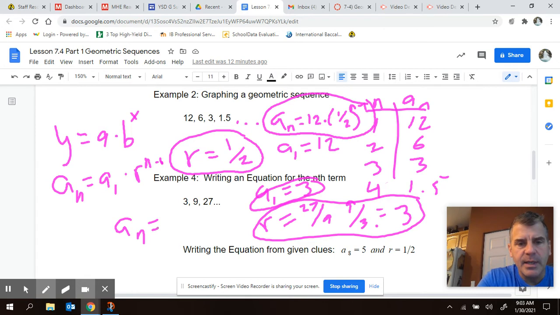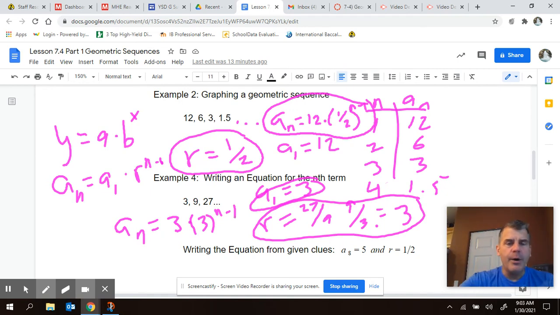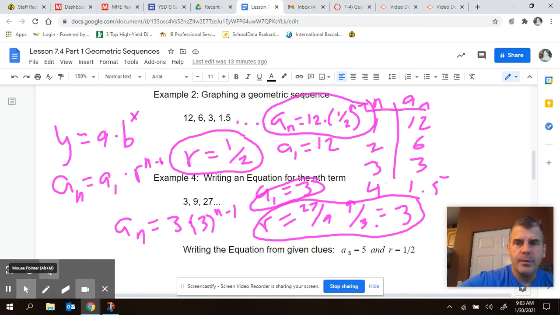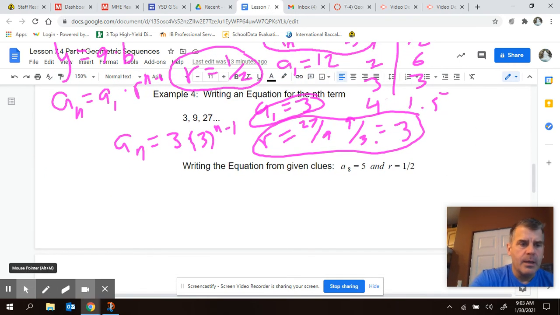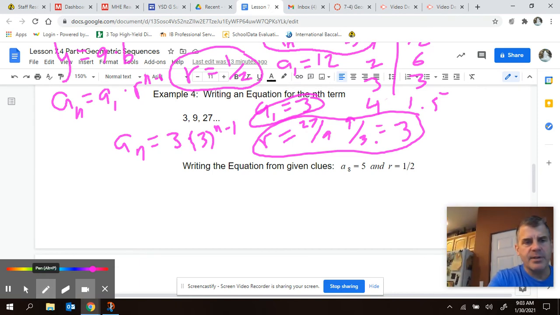So we're going to write this as a sub n is equal to 3 times 3 to the n minus 1. Now here's why we use to the n minus 1. Because we already know the first term is 3, to find our second term, we're going to put in to the n value 2 because it's the second term. So here's how the equation will actually generate, as we say, the sequence. So let me clear some space here. Let's move this up.